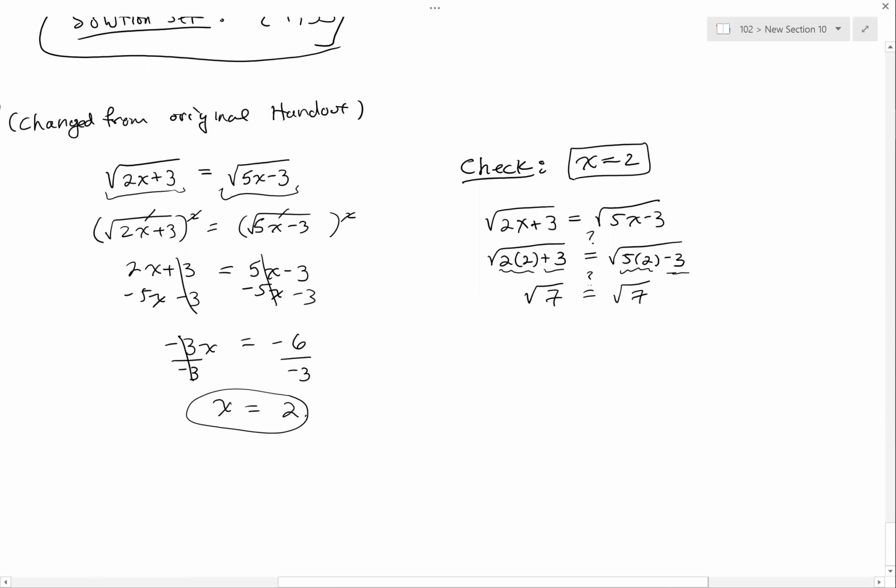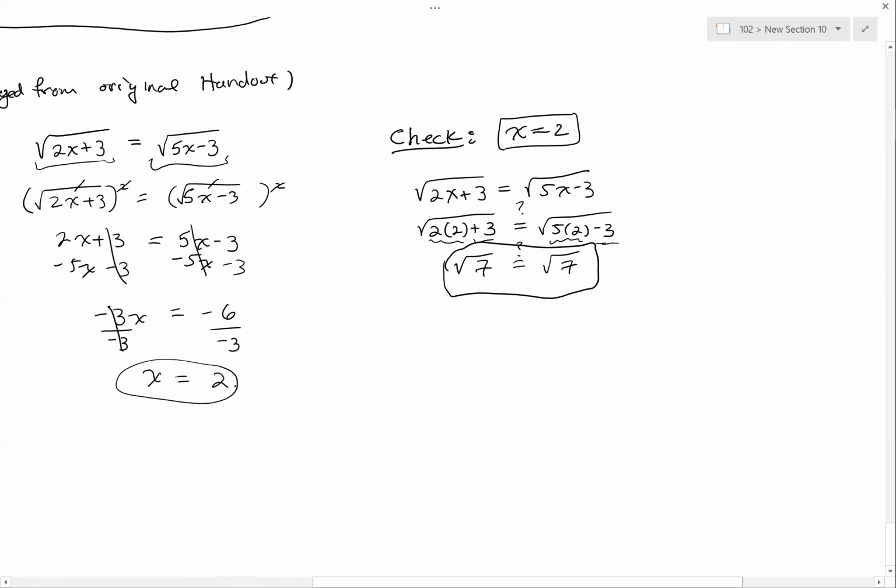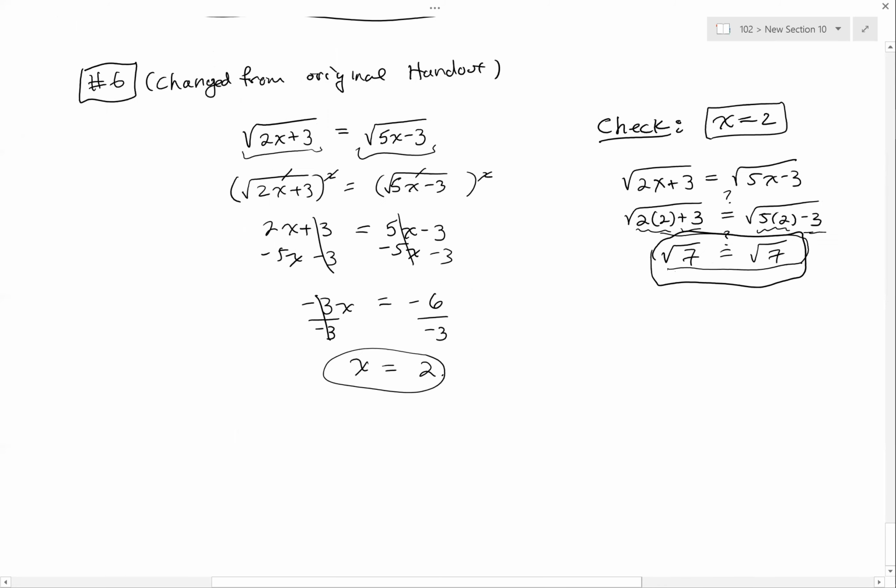So I'm wondering if these are the same. And they are. I get the same thing on both sides. So in this example, we didn't end up with a perfectly simplified perfect square on both sides, but the square root of 7 certainly is the same as the square root of 7. So this equation is true. Sorry, this solution is a true solution. So here is my solution set: x equals 2.